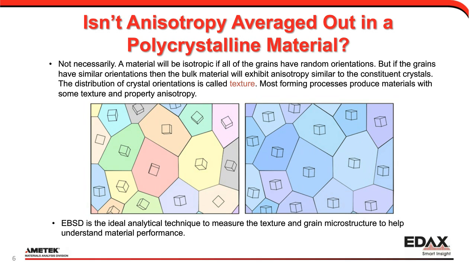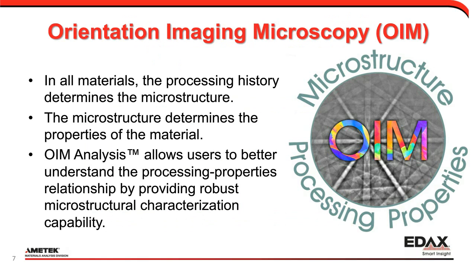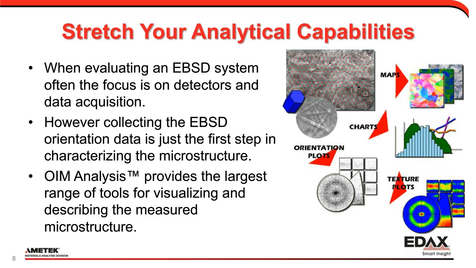And EBSD is really an ideal technique for measuring this texture, orientation, and grain structure to understand how this structure influences performance and properties. So OIM is really a link in this whole microstructure processing properties relationship. And so the better we can characterize the microstructure, the better we can understand the link between how we process a material and the resultant mechanical properties that come out of it. And so that's kind of the quick idea of where we're going.